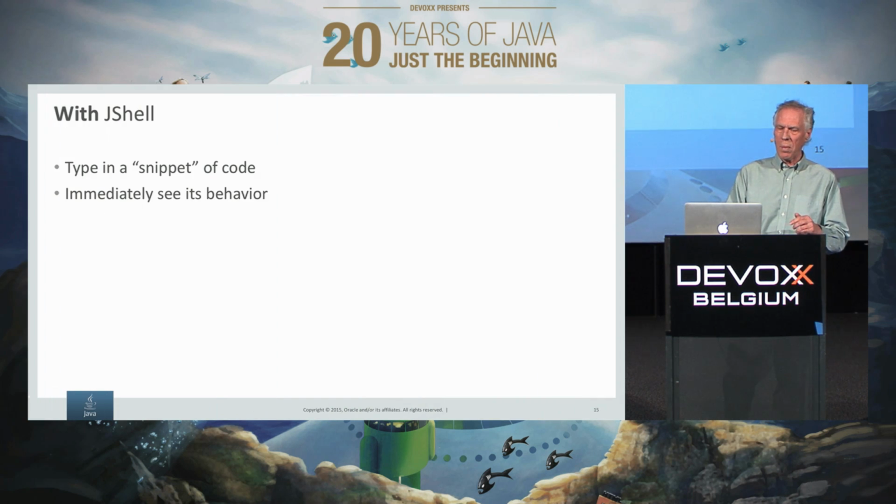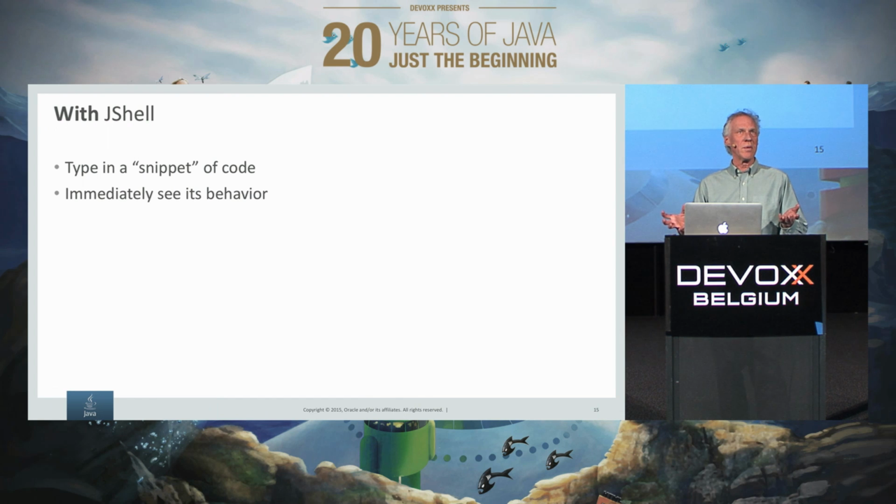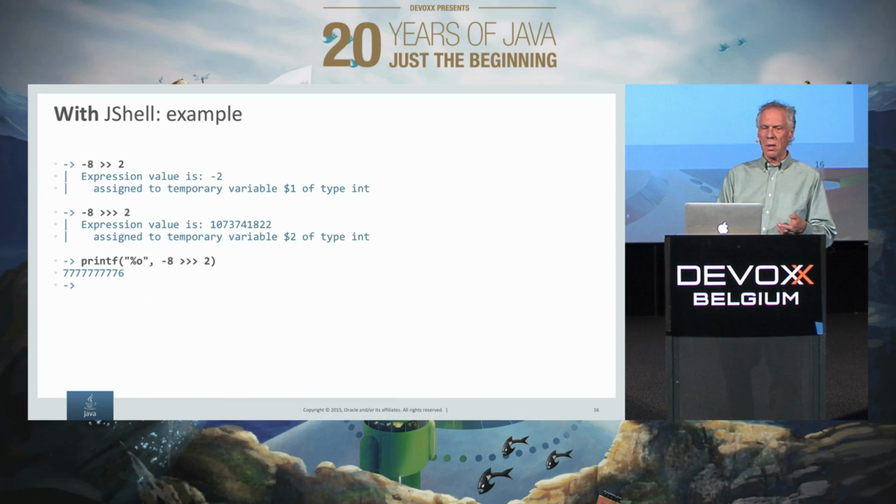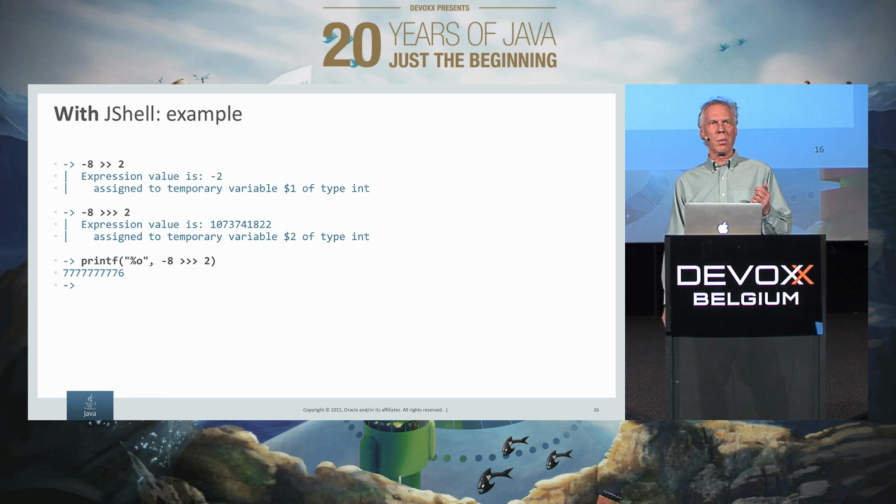Okay, what about with JShell? You just type in the snippet of code you're interested in and immediately see the results. That's all there is to it. So in this case, we type in the first expression we're interested in, -8 shift 2. We see the response, which says that it's -2. You'll notice also that it says it's created a temporary variable called $1. That's so if the value you're interested in, you want to use that further, you can reference it with $1.